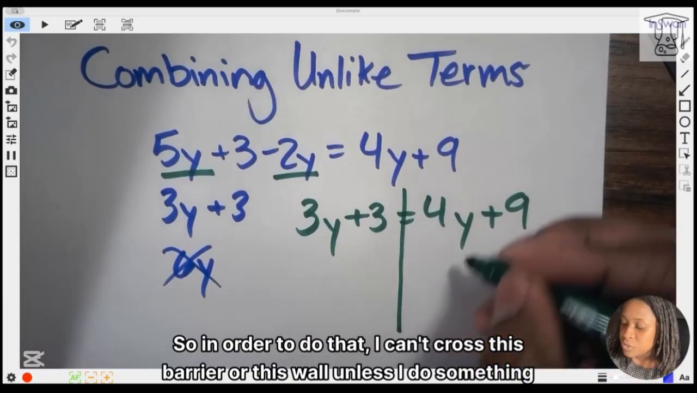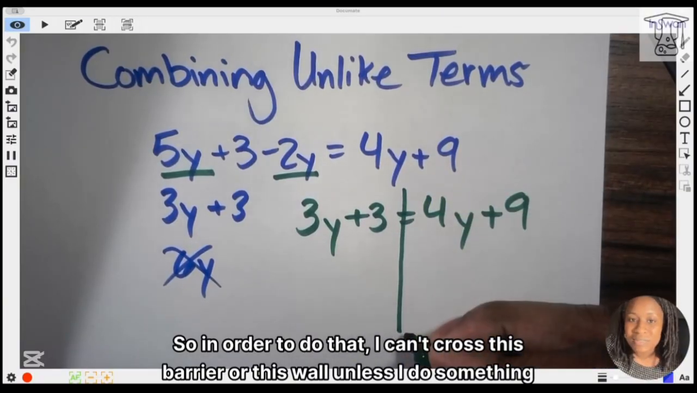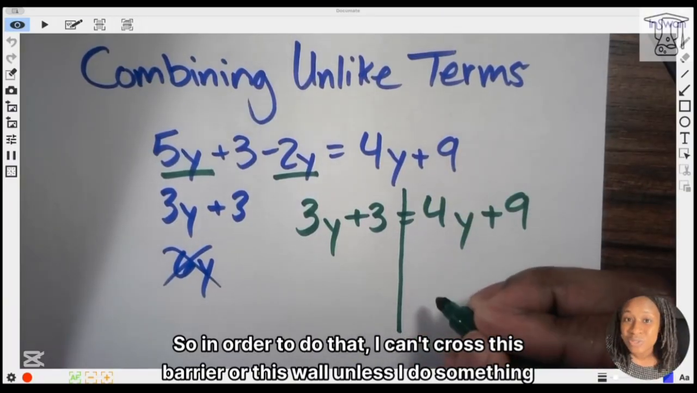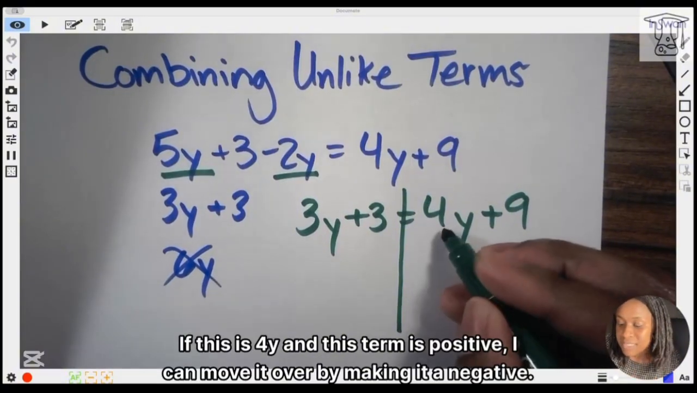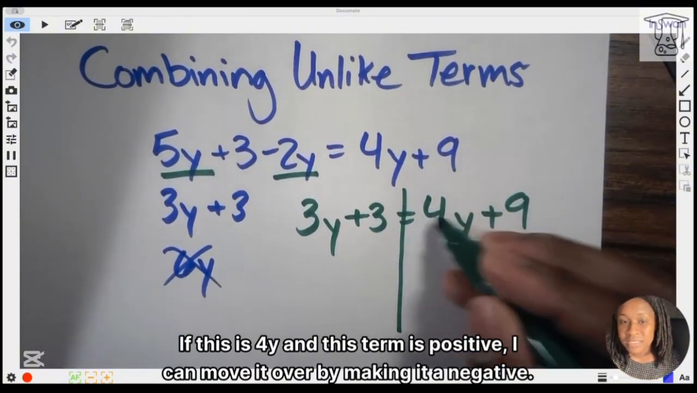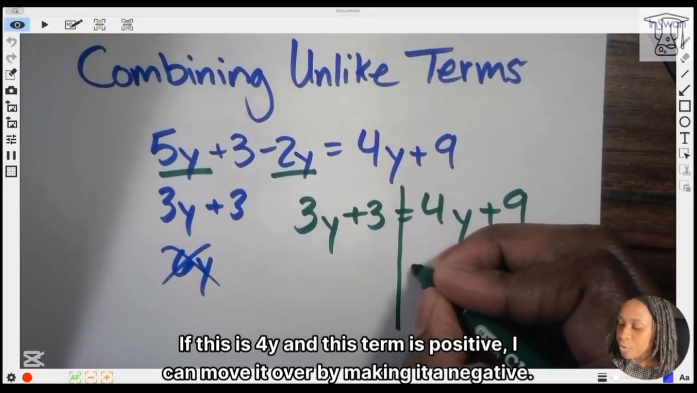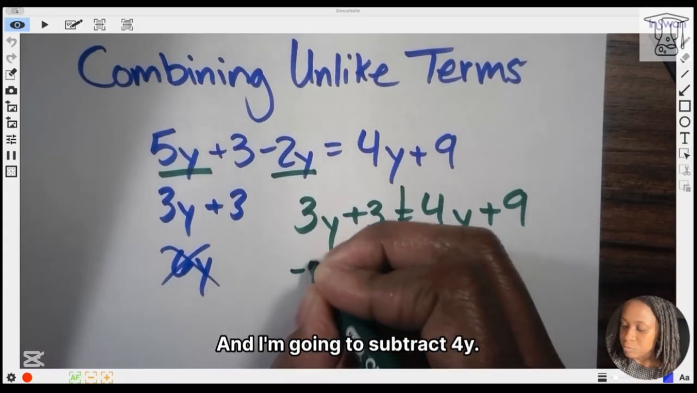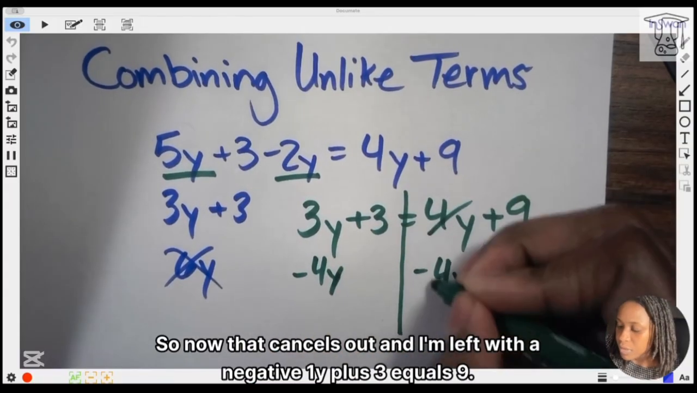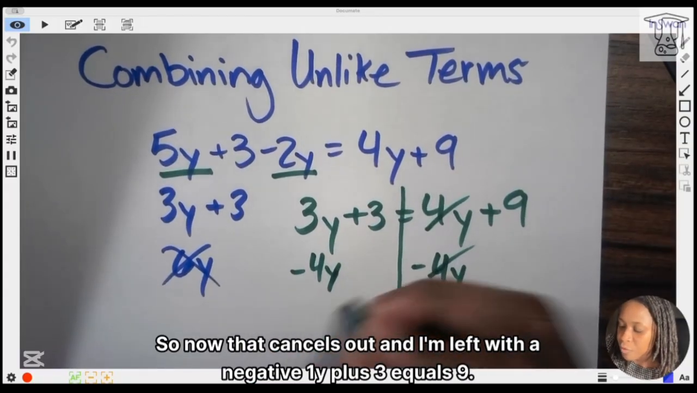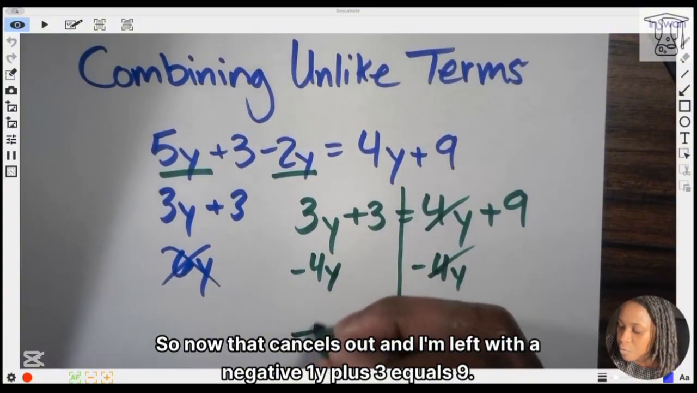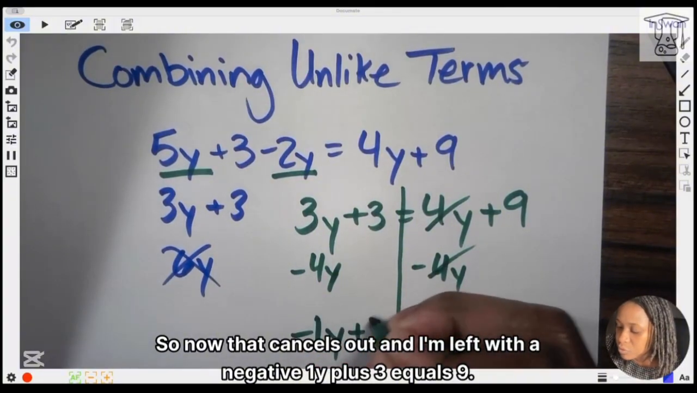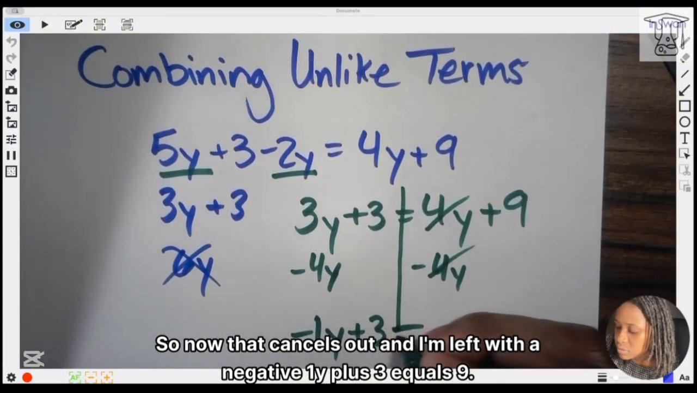So in order to do that, I can't cross this barrier or this wall unless I do something dramatic. If this is 4y and this term is positive, I can move it over by making it a negative. And I'm going to subtract 4y. So now that cancels out, and I'm left with -1y plus 3 equals 9.